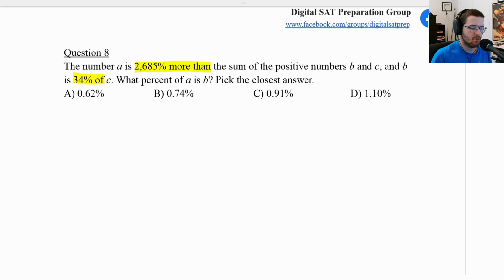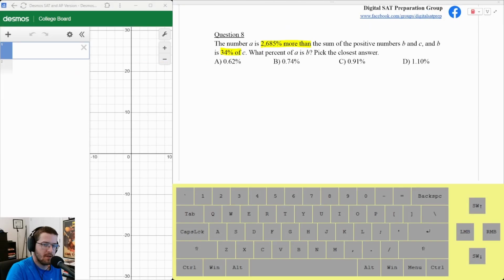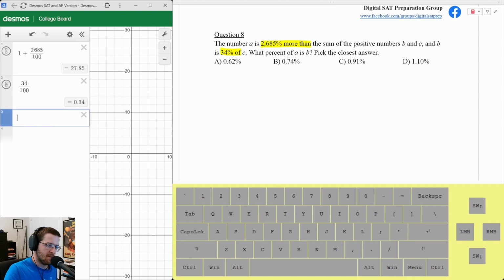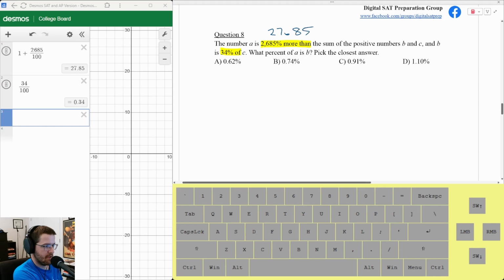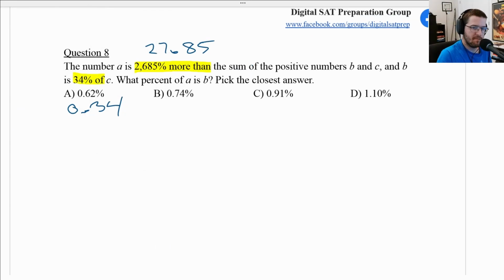Okay, question 8. Once again, let's take these percent wordings and change them to their multipliers. 2685% more, 2685 over 100. That is 27.85. 34% as a decimal is 0.34. So let me write this down: 27.85 and 0.34. Great, let's come back over here.